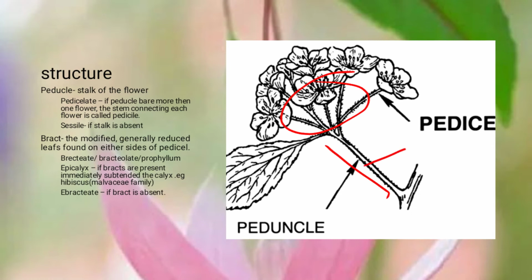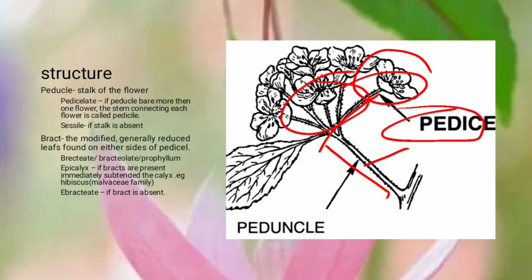This stem which bears the flower is called the peduncle. If many flowers are present on one peduncle with small branchings of the stalks, then each branching or each small stalk is called the pedicel. If the flower has the pedicel, it is called a pedicellate flower. Sometimes these flowers are directly attached to the shoot, so they do not have the small stalk to bear them.